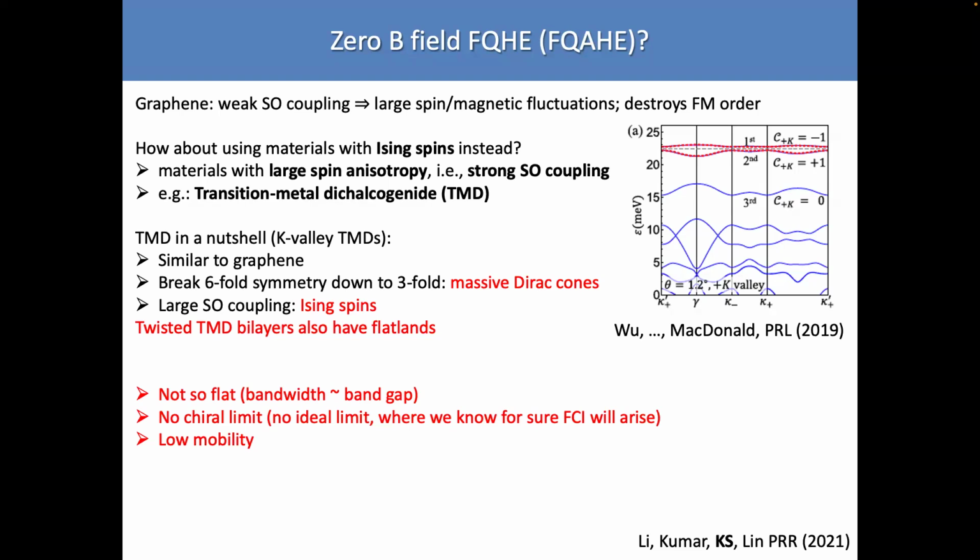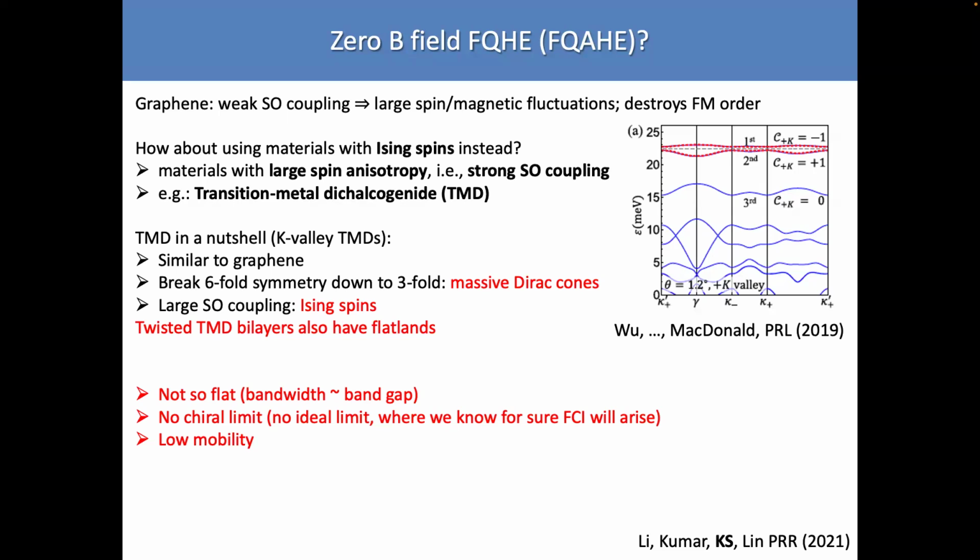The second problem is that transition metal dichalcogenides don't have chiral limits, which means we cannot go to a special limit and say that, for sure, a fractional state will appear. And the last problem is that they have much lower mobility. Low mobility means that even if we have this fractional state, disorder may kill it and make it impossible to observe. So back in 2021, transition metal dichalcogenides had some promising features, but were largely believed to be a bad system for this purpose.